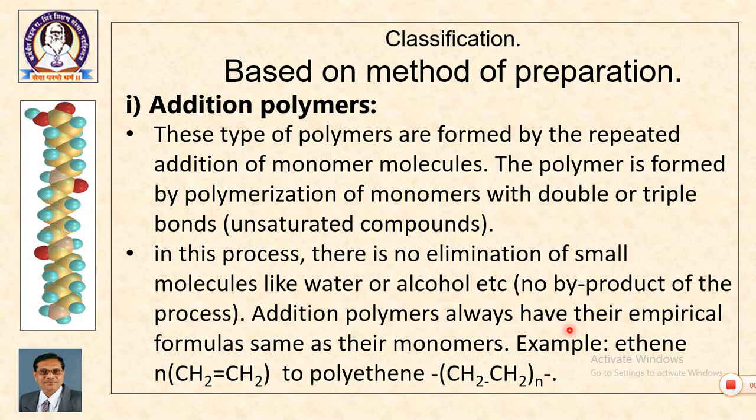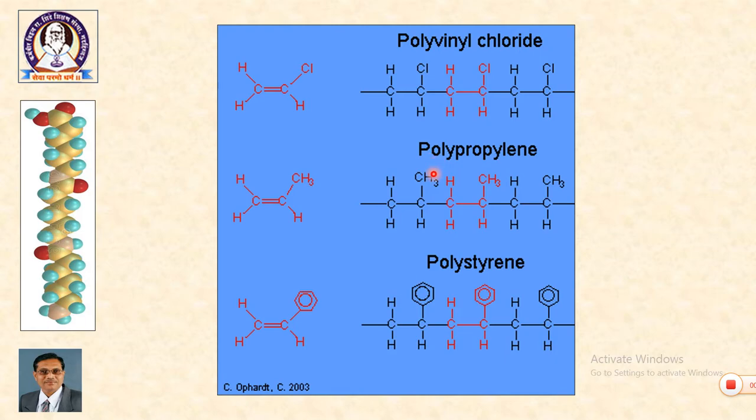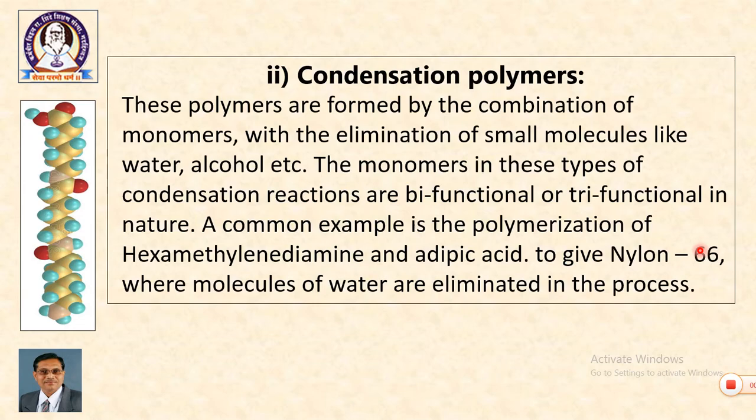Addition polymers always have their empirical formula the same as their monomers. This is the example. As there is no change in the major structure, monomers get converted into polymer only by addition. Therefore, the repeating units are arranged systematically and the empirical formula of monomer and polymer remains the same. So, these are the examples: polyvinyl chloride, polypropylene, polystyrene. All of these are examples of addition polymerization.